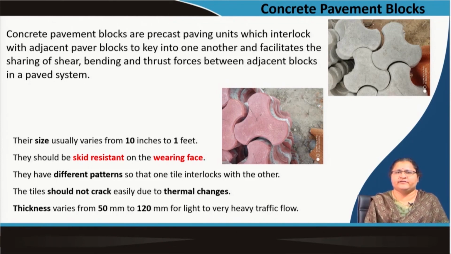So, they may have different patterns to interlock, and they usually do not crack due to thermal changes. They are continuously exposed under sunlight. Coming to the thickness, which is an important point, it varies from 50 millimeter to 120 millimeter, and that should be selected considering the flow of traffic over it. It may be a cycle track made with this kind of tile. It may be a running track.